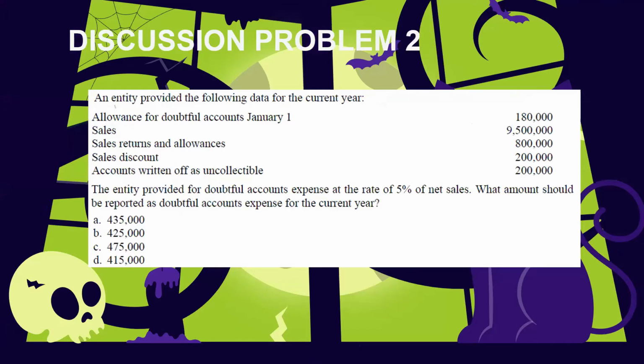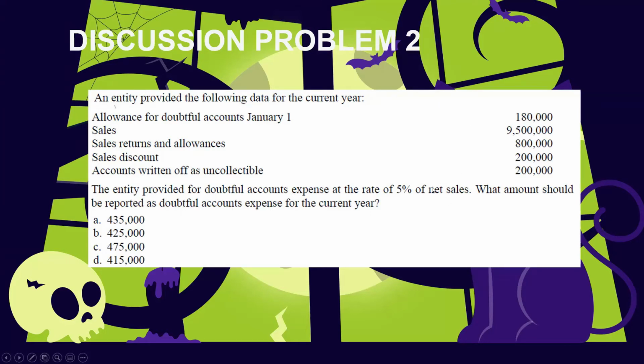Okay, so let's go to problem number 2. The entity provided for doubtful account expense at the rate of 5% of net sales. What amount should be reported as doubtful account expense for the year? So tandaan na, the question relates to the doubtful account expense for the current year. Ano yung method natin? O sabi dyan, doubtful account expense at the rate of 5% of net sales.